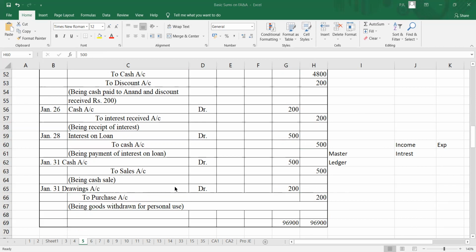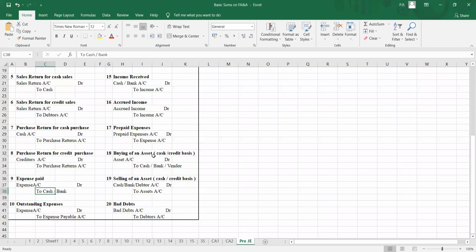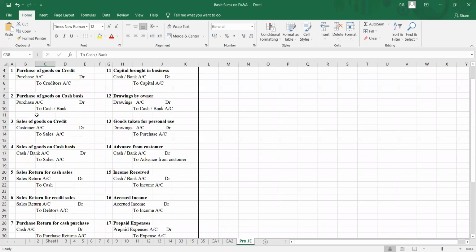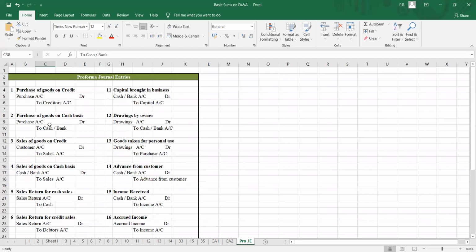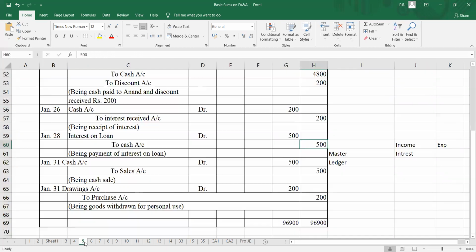Next is sold goods for cash. Simple sales entry. So what is the sales entry? We have done it over here. The entry for sales is cash or bank account debit to sales. So it's cash account debit to sales account rupees 500, being cash sales.